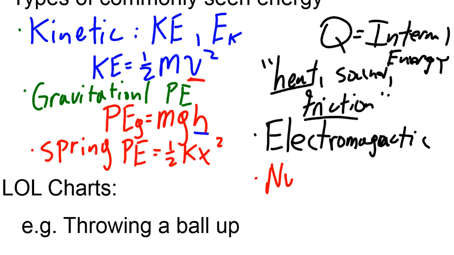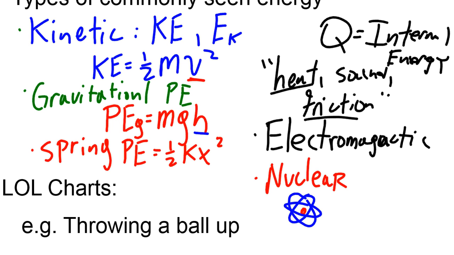There's another type of energy called nuclear energy, and nuclear energy is really the energy stored in the nucleus of any atom. So when you think nuclear energy, you really should be thinking atomic bombs, like fission and fusion.